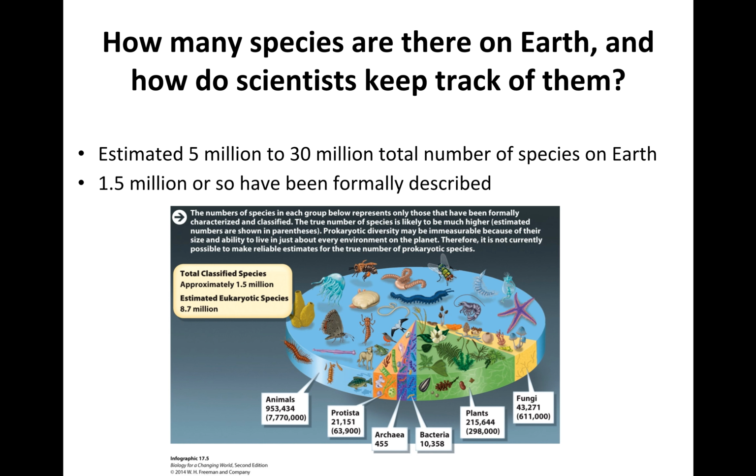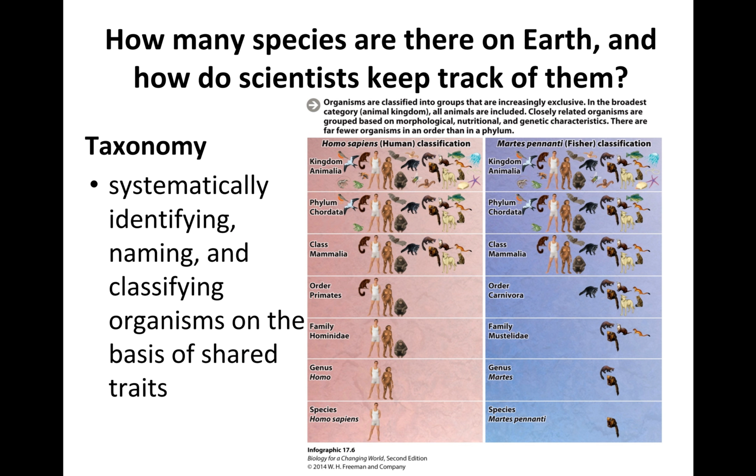So how many species are there on Earth, and how do scientists keep track of them? There's an estimate of between 5 and 30 million total species on Earth. 1.5 million have been formally described. So that means that there's a lot that we still don't know about or have discovered. So how are these species kept track of by scientists?